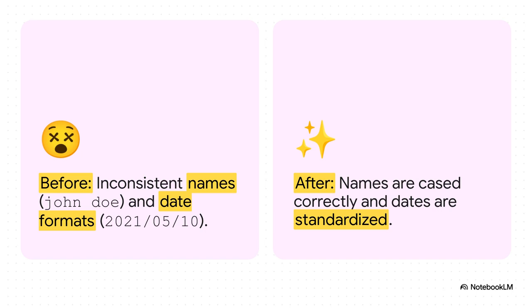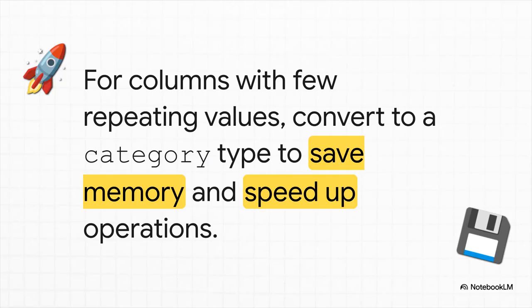We can standardize every name to a nice, clean title case and convert all those wacky date formats into a single, uniform format that a machine can actually work with. And here's a little pro tip for you. This is a real game changer. If you have a column with just a few repeating values, think department or status, you can convert it to a special category data type. This one move can dramatically save on memory and speed up your operations. It's a huge efficiency win.